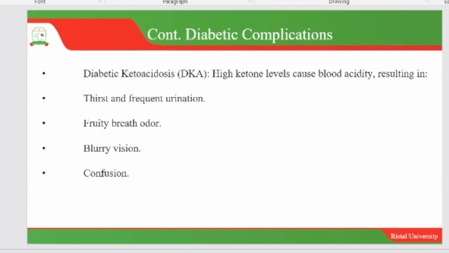Another complication is diabetic ketoacidosis, or what can be known as DKA. High ketone levels cause blood acidity, which results in thirst and frequent urination. This I have mentioned before. Fruity breath odor, the person breathes something that's sweet to someone who is close to him or her. Blurry vision, the person will not be able to see properly. Then the person can end up with confusion.